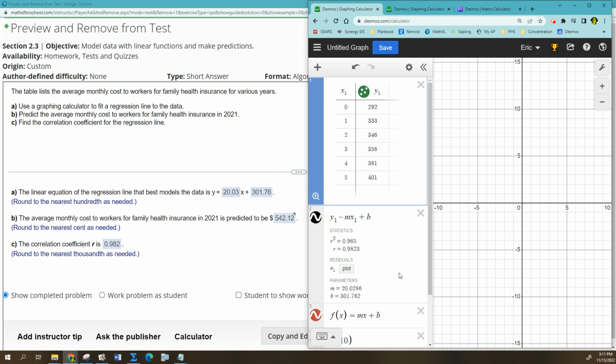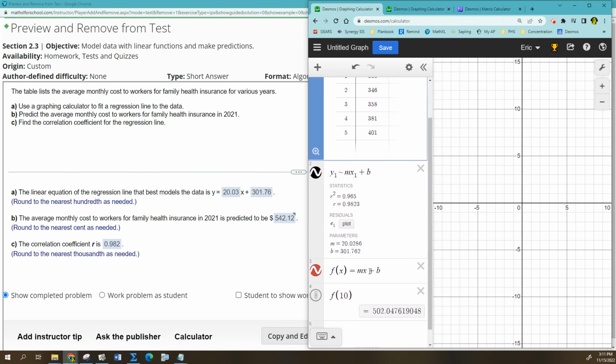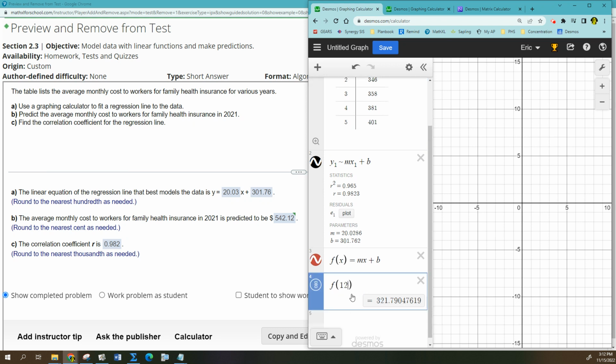So how could I conveniently use this stuff? I would go down and create a function using the m and b that the regression gave me. So I just build the function f of x equals mx plus b and plug in 12, and it gives me 542 point, what do they want it rounded to? The nearest cent. Oh, that's a little bit off. Look at that. Okay, you know why? Because this is kind of dumb.